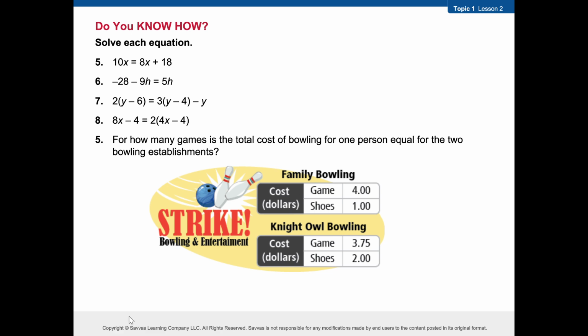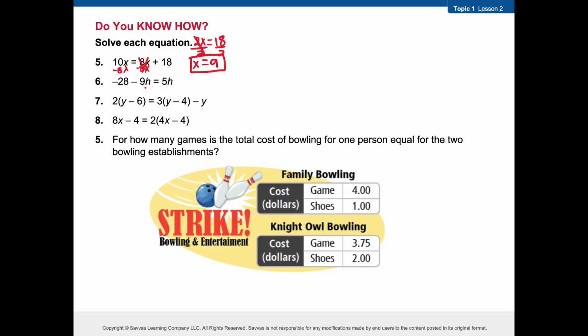Do you know how? We can just go over these 4 equations. 10x equals 8x plus 18. In this case, the 8x is the one that has to go over to the left side. That way you have something on the left and something on the right of the equal sign. So I would minus 8x to both sides. 10x minus 8x is a 2x. That canceled out here. Equals to 18. Divide by 2. And x equals 9.